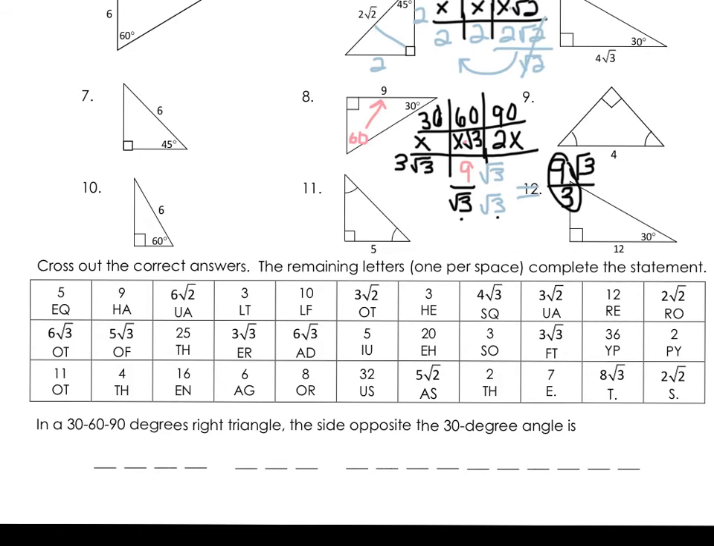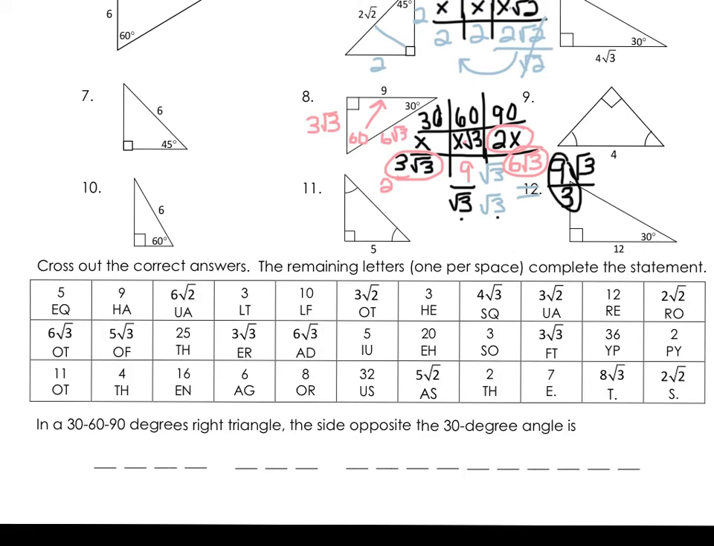Now we just have to find the side across from the 90. All we have to do is take 2 and multiply it by this. So we're going to multiply 2 times 3 and get 6, and then we'll just leave the square root of 3 next to it. So the answers are, that side's 9, this side's 3 square root 3, and this side is 6 square root 3.